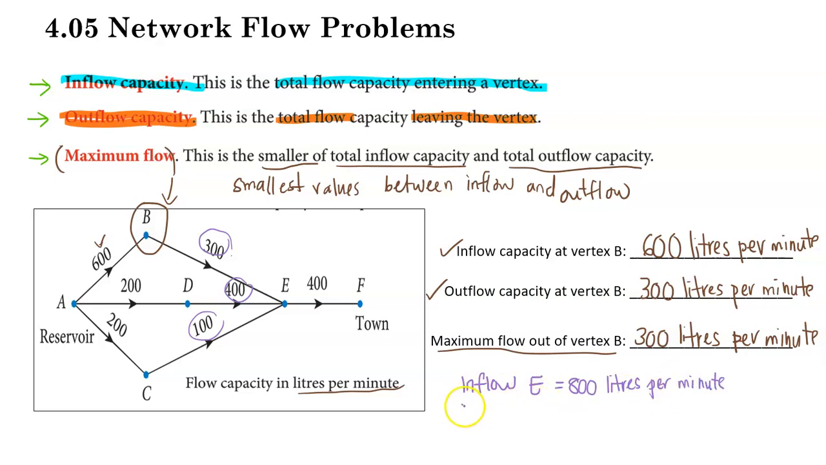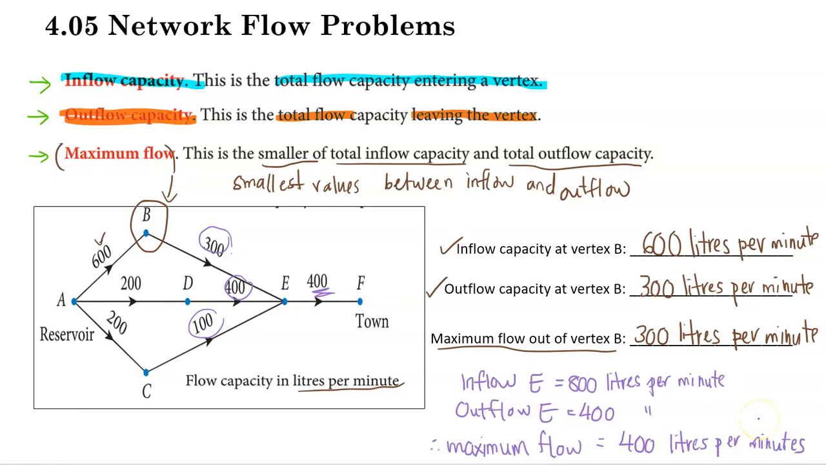Next one. So what is the outflow capacity at vertex E? So how many going out of E? Over here, 400. So it's 400 liter per minute. And at the end, what is the maximum flow, only at that particular vertex? So the maximum flow will be the smallest value between the inflow and outflow, which is 400 liter per minute.